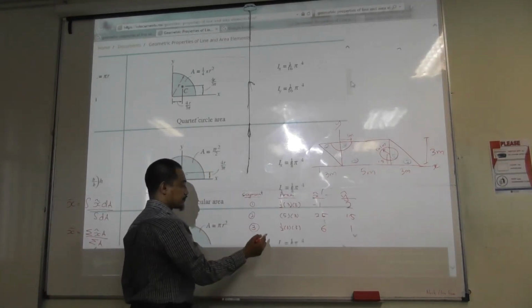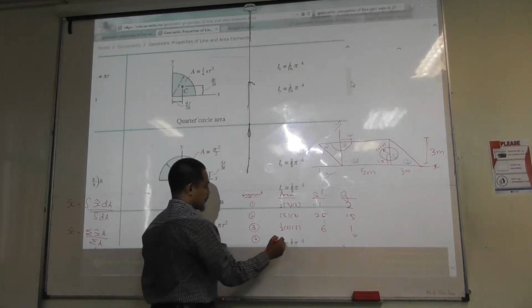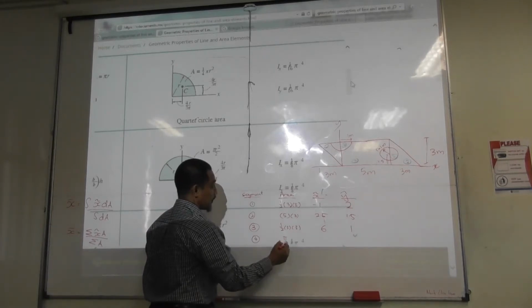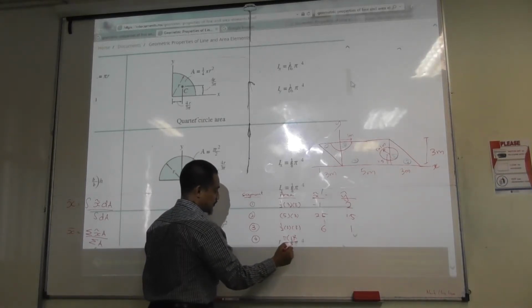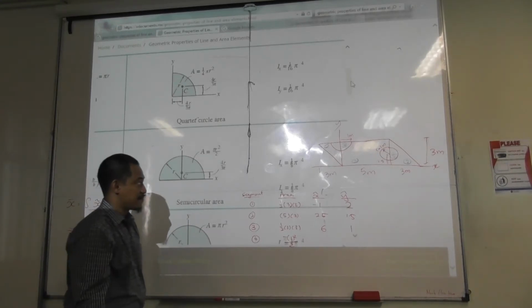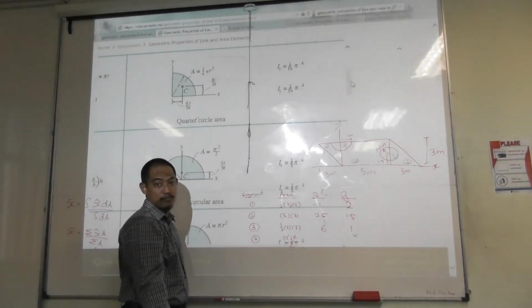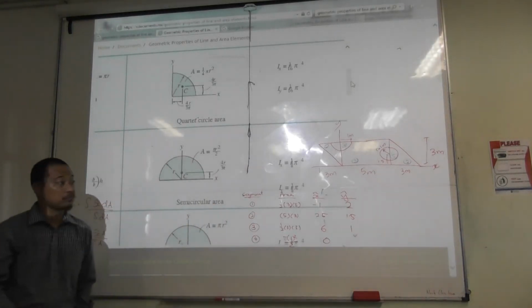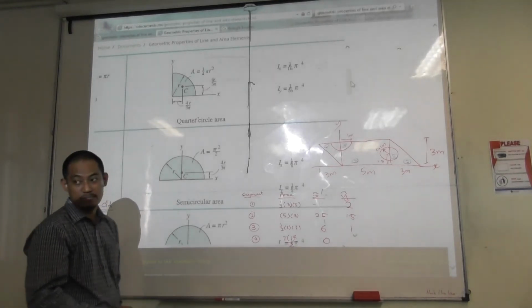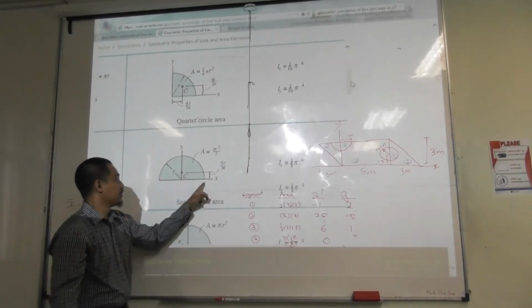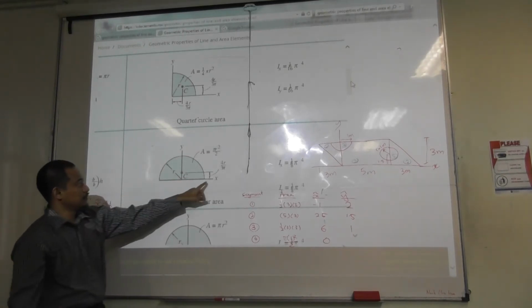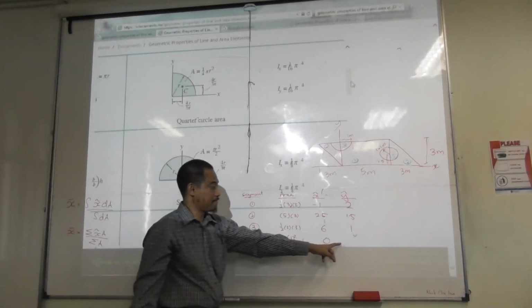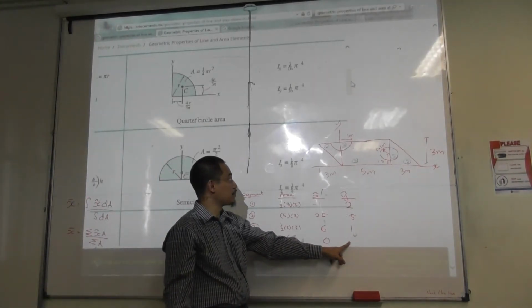Area is pi r squared over 2. R is 1 here, so 1 squared over 2. X with 0. Y with... here you have to use this one, right? If this is the semicircle, this is 4r over 3 pi. So what will be here?